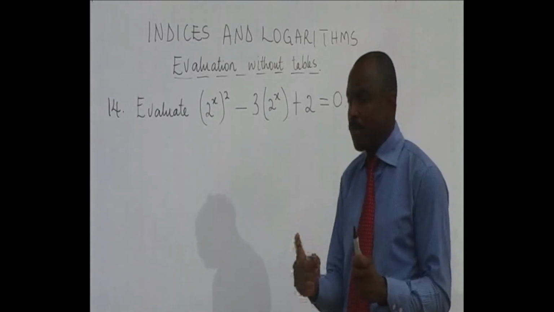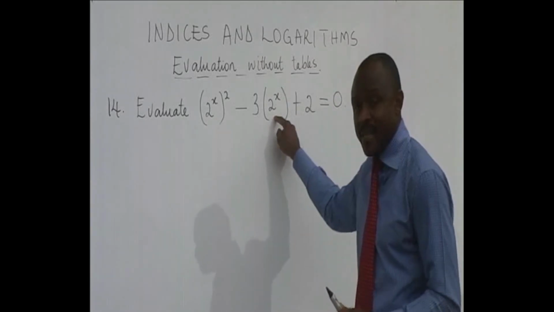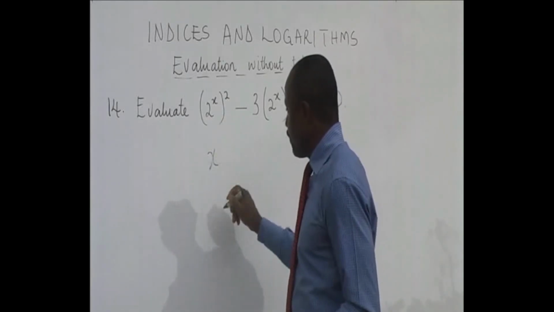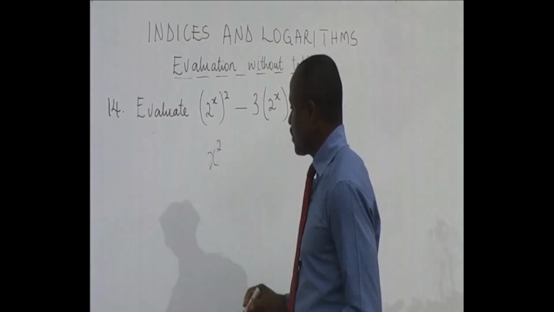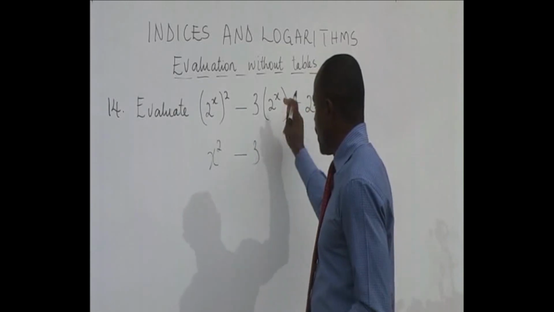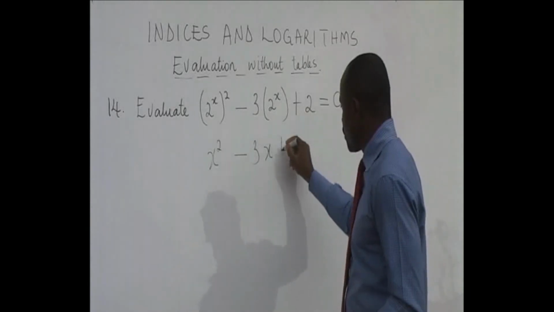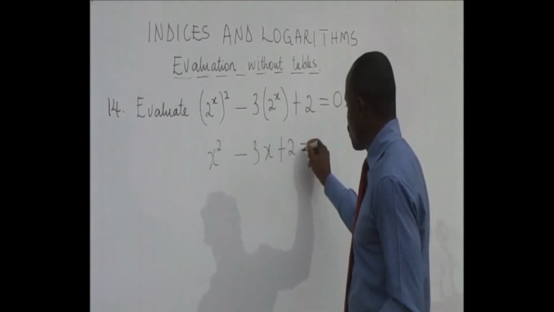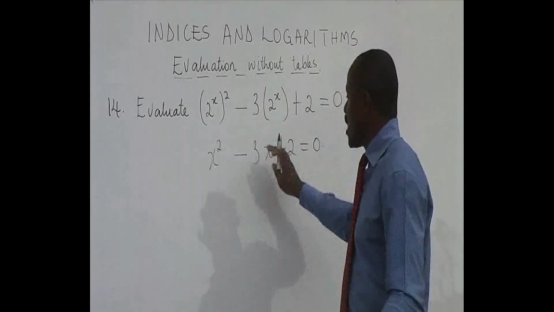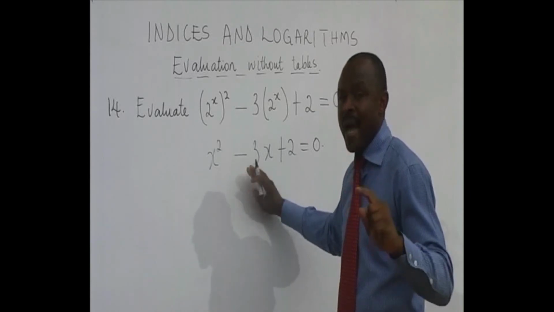Let's take x. Use x to substitute 2 exponent x in here and 2 exponent x here. 2 exponent x becomes x. Bring down the squared. You have minus, bring down 3. 2 exponent x will be x. Bring down plus 2 is equal to 0. You can see that this expression has been changed to a quadratic expression and the values are still the same thing.